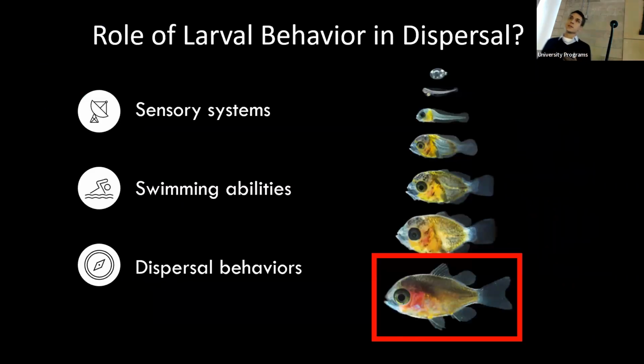But we now know that late stage coral reef fishes have a suite of developing sensory systems. Many have strong swimming abilities, and some can even orient their movement with respect to one or more different types of sensory cues in their environment. So at this late stage of development, they can be pretty behaviorally capable. Okay, and so those traits, when you take them together, suggest that these larvae probably aren't just drifting around in the open ocean, but instead they can actively influence their dispersal trajectory.